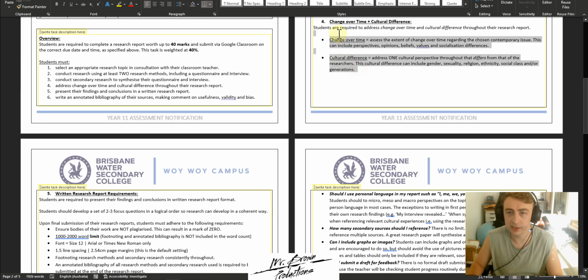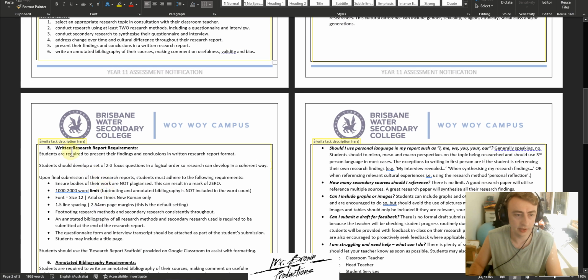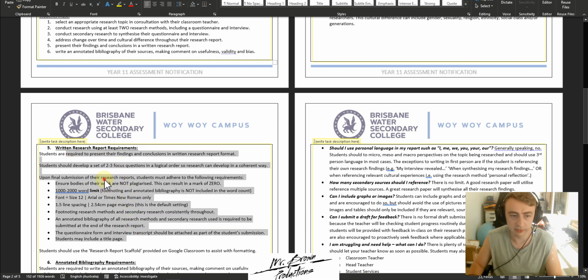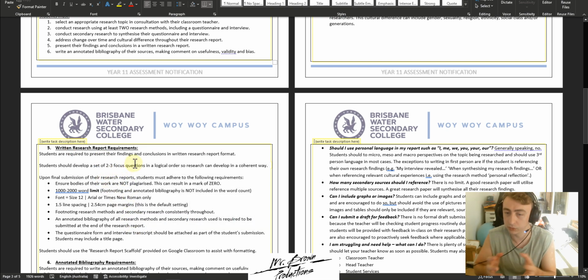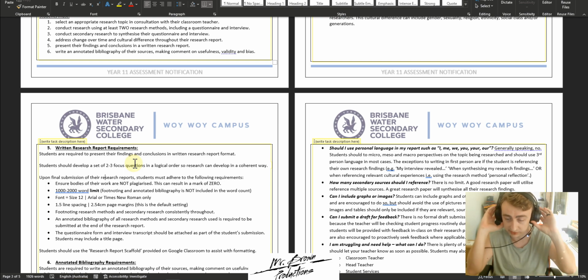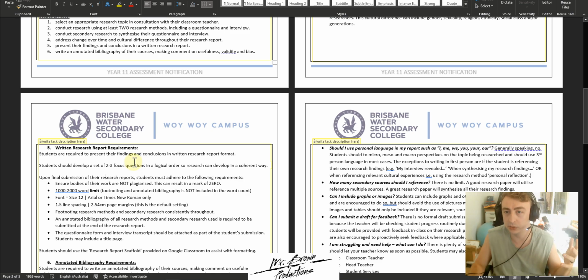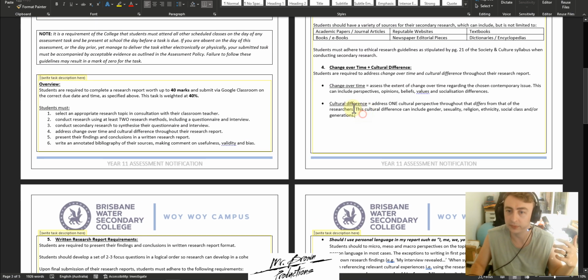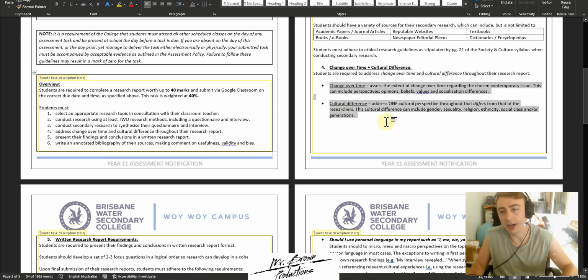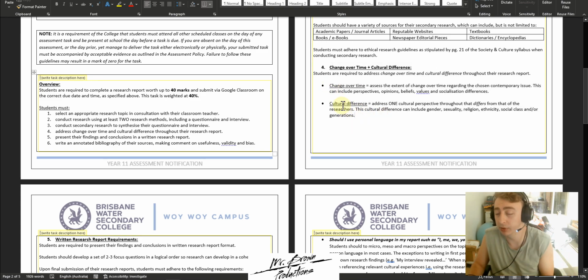The reason I'm doing these together is that I think this is going to focus mainly on number 5, which is the writing of your actual research report. So what we're going to look at today is some examples of different paragraphs of really good research reports. But as we do it, I'm going to be pointing out where people have looked at cultural difference and change over time within their own paragraph. So we're sort of going to be mushing the two together.